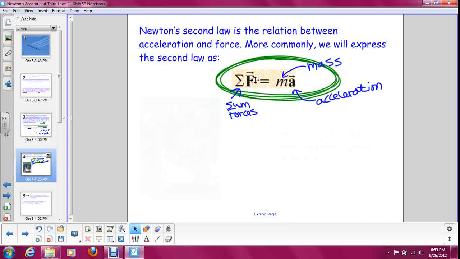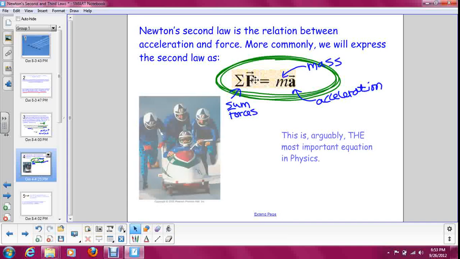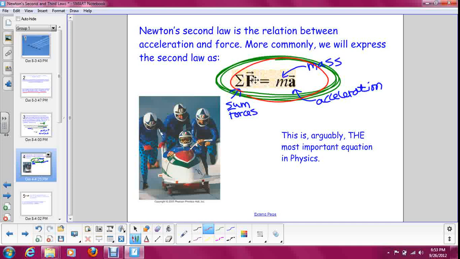And I'm not even joking when I say this is super important. This is arguably the most important equation in physics. If you do not learn anything this year, except for this equation, that's not really okay. But if you only learn one thing this year, it needs to be this law, Newton's second law.